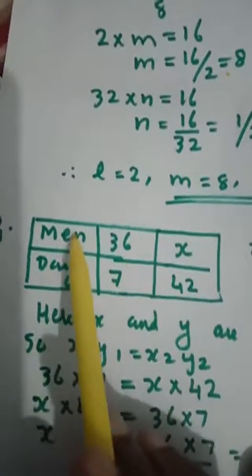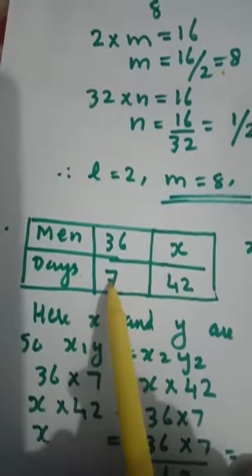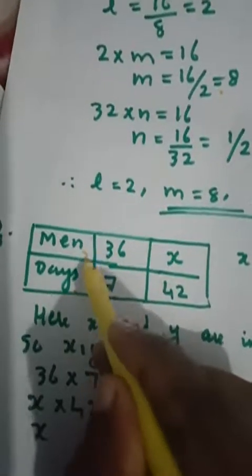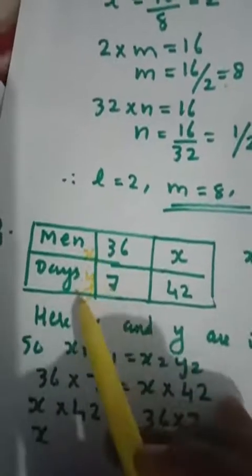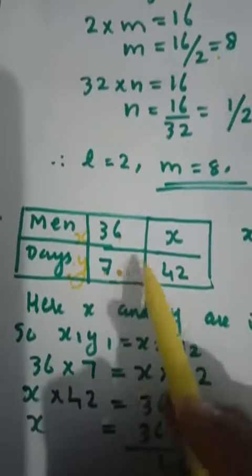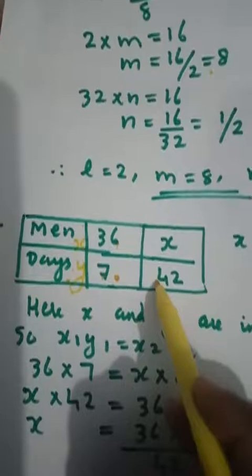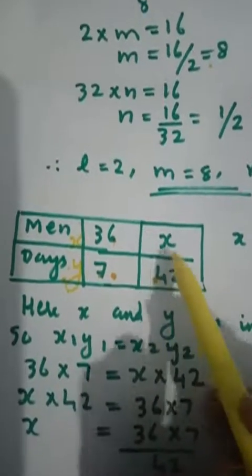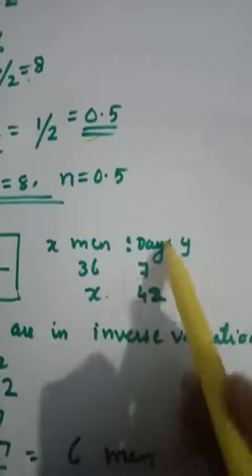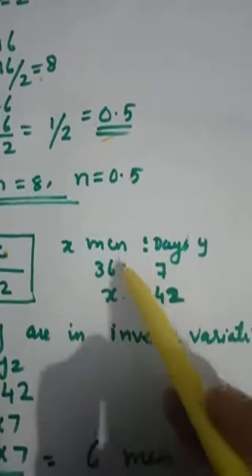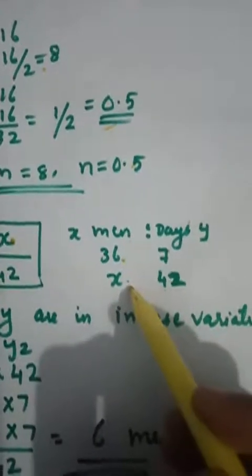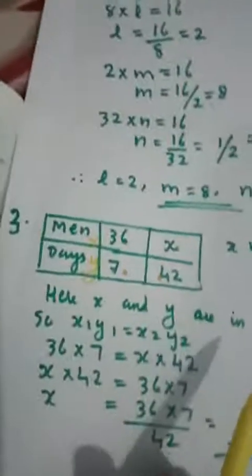Now we can write in table form. 36 men complete the work within 7 days. So men and days, two variables, x and y. 36 men can complete a work in 7 days. Then how many men are needed to complete the work in 42 days? That is the question. So in the column of days, 42, and how many men? We don't know the men, so x. One more method is there: men, days. Men 36, days 7, then days 42, men unknown, so x. Any one method you can follow.